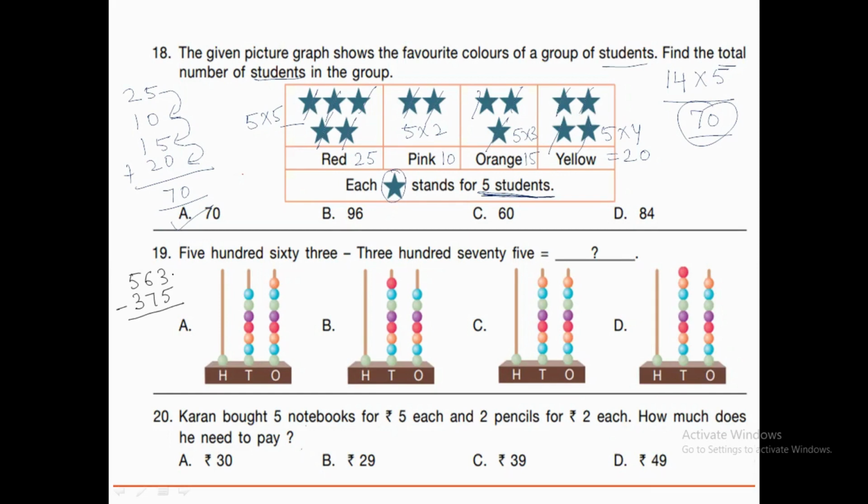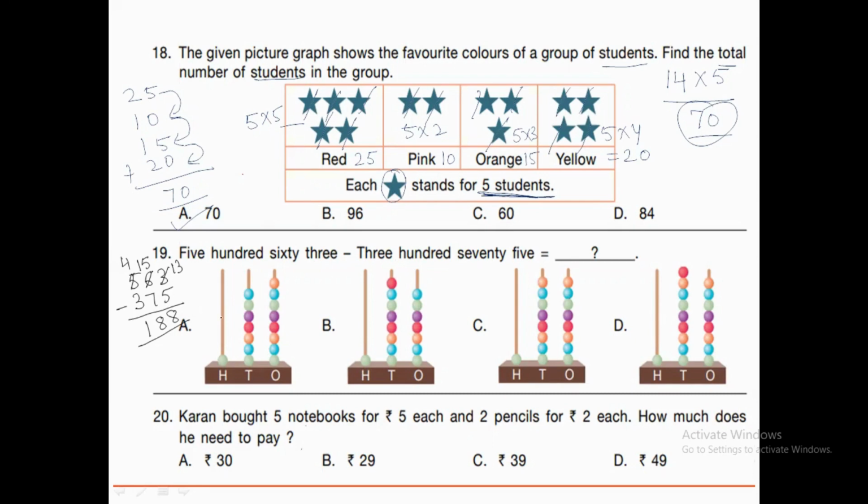We cannot subtract 5 from 3, so we have to borrow. So it will be 13. 13 minus 5 is 8. This will become 5. We cannot subtract 7 from 5, so we need to borrow from here as well. So it will be 15 minus 7, which is again 8. Now this becomes 4. So we need to subtract 3 from 4. So what are we getting? 188. Correct. Now we need to find out which of the given abacus shows 188.